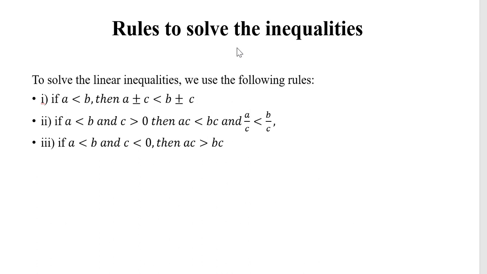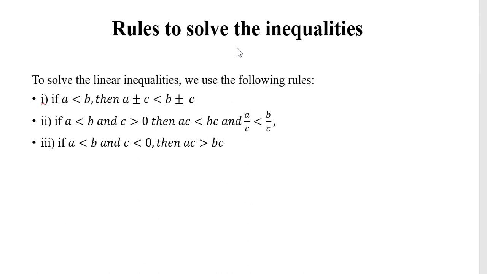Rule 2 is: if A is less than B and C is greater than 0, then AC is less than BC and A by C is less than B by C. Therefore, an inequality can be multiplied or divided by a positive constant, and the inequality will not change.